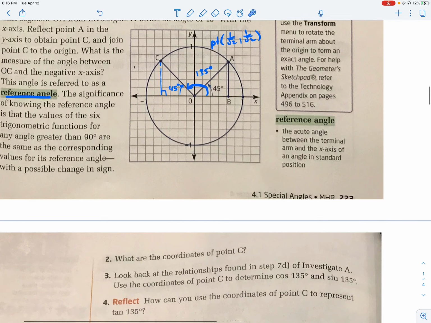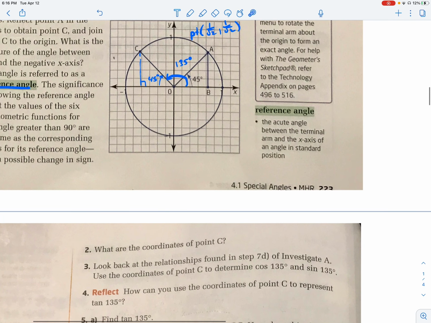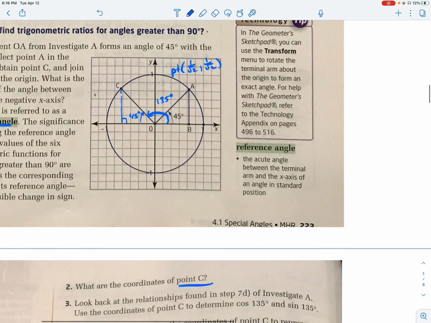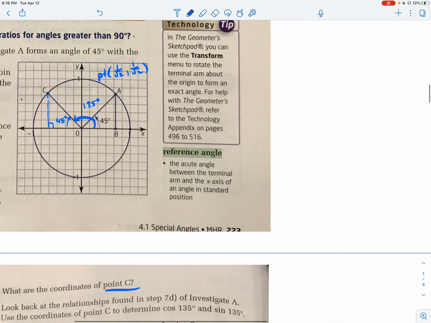Okay, let's go ahead and see what part 2 is looking for. It says, what are the coordinates of point C? So we can write that up here. Point C is going to have the ordered pair. Remember, it's the reflection of this point along the y-axis. So that means x changes sign. So negative 1 over root 2, comma, positive 1 over root 2, because the y value doesn't change.